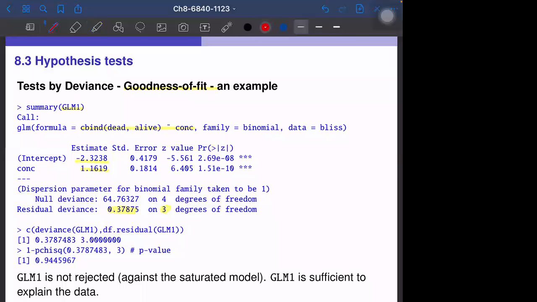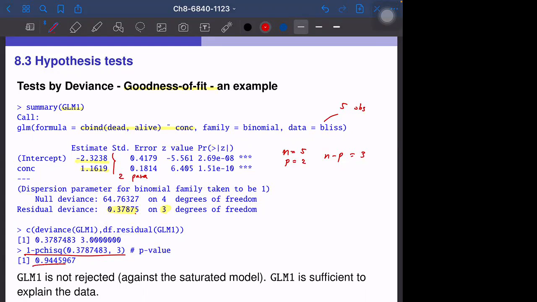So we have two parameters. And remember that this data set has 5 observations. So n is 5 and p is equal to 2. So n minus p is equal to 3, and the residual deviance is 0.37. So the upper tail probability is equal to 0.944.